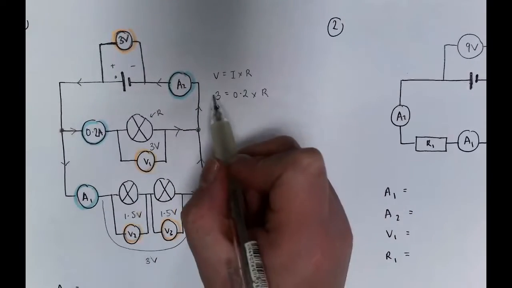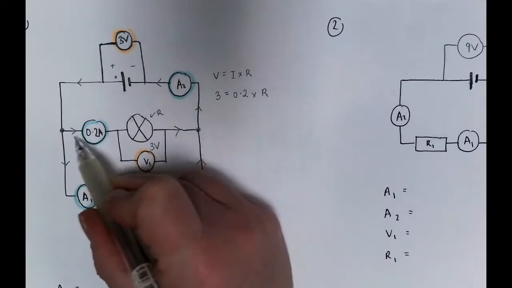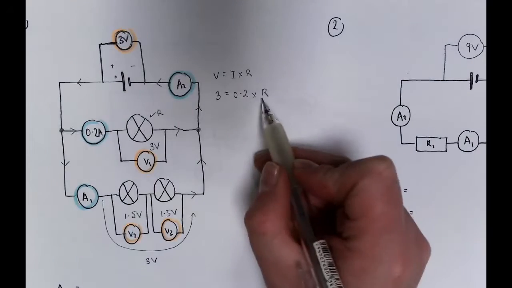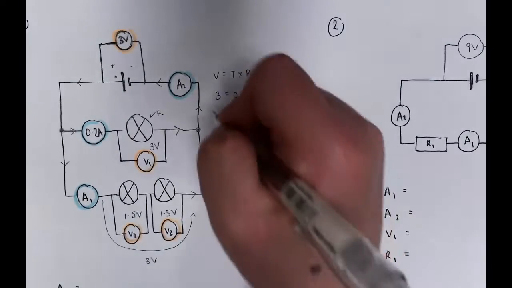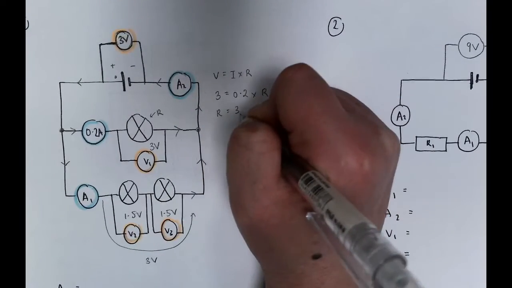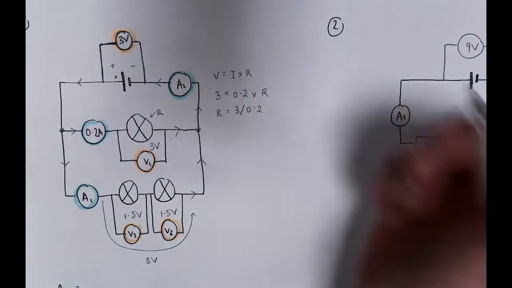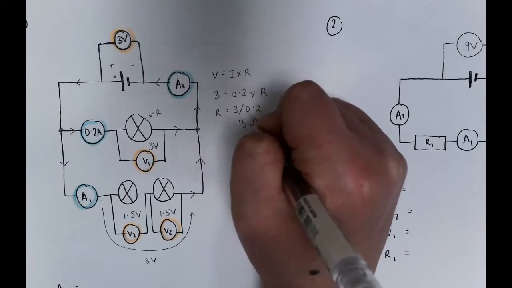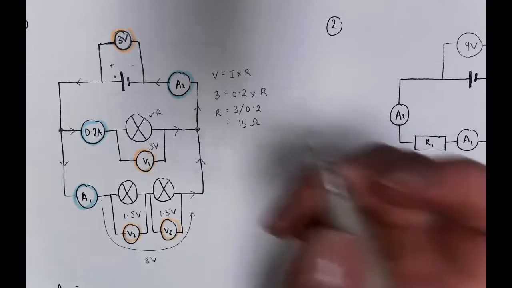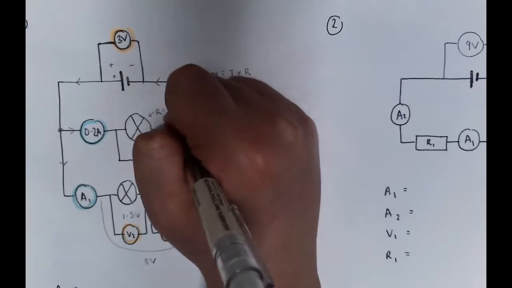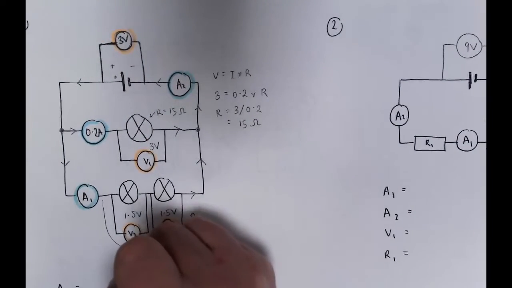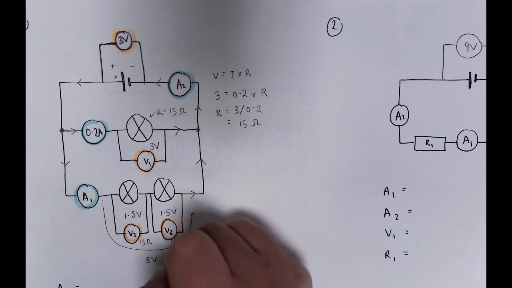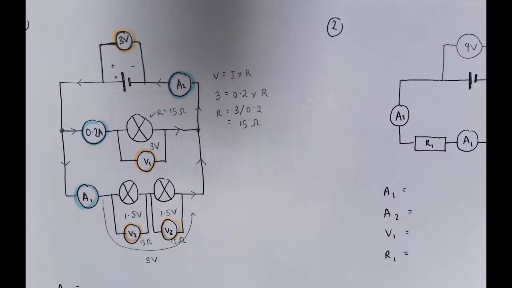So 3 volts is why we've got V as 3, 0.2 amps flowing through it when we have this resistance R. So R is 3 divided by 0.2, which is 15 ohms. So we know that each light bulb has 15 ohms of resistance. All 3 of them, because we're told in the question that they are identical.